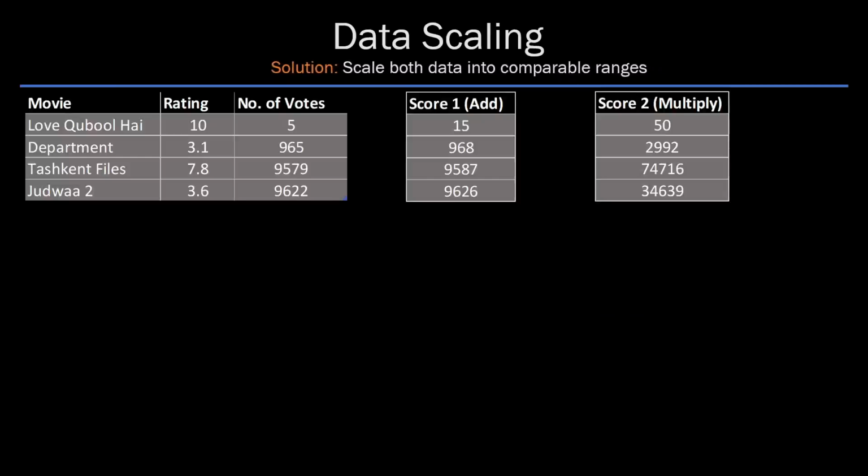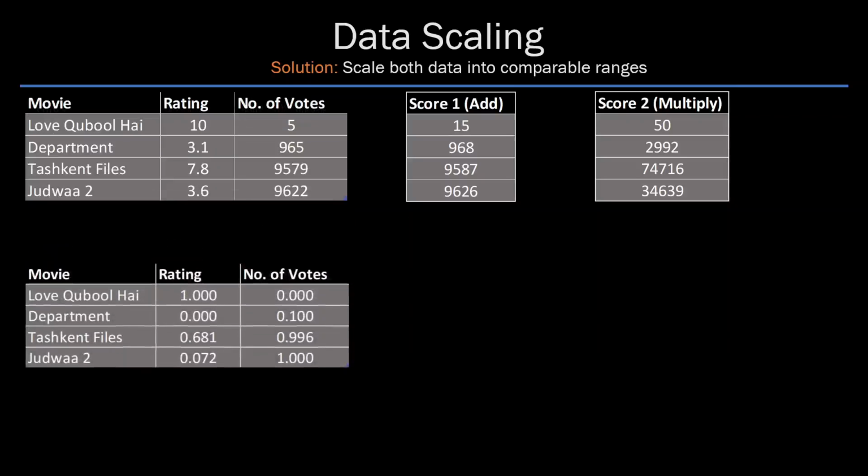This is the data set which we saw some time back, an example of 4 movies. Now if I convert the rating and number of votes using the min max scaler, this is the output I'm going to get. Okay, now the maximum is 1, minimum is 0. Now apply the same scoring methodology of addition and see if it makes sense to us.